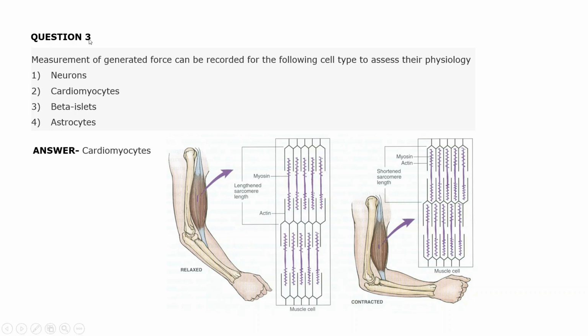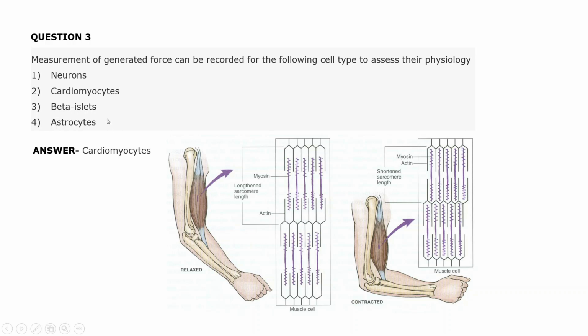So in this case, the neuron is involved in electrical transfer, electrochemical activity, right? So it doesn't generate a force. Cardiomyocyte actually generates a force because it's a muscle system. Beta islets are actually not associated with this. And astrocytes are found in the central nervous system, right? Astroglia cells are also found in the central nervous system, which are involved in defense activity, immune response and so on.